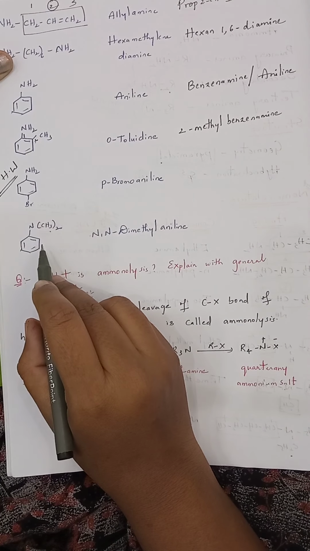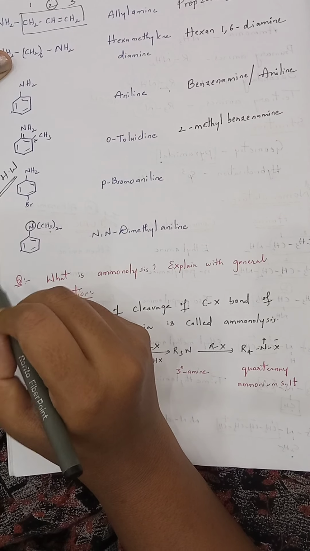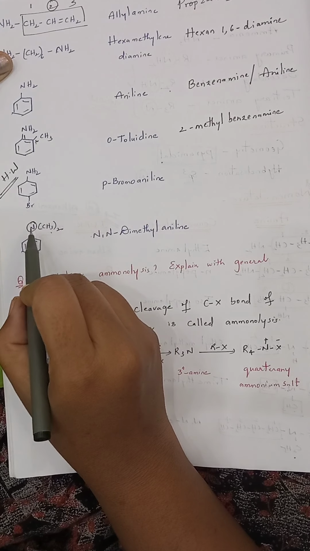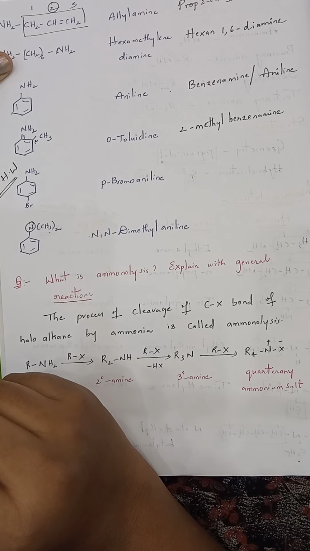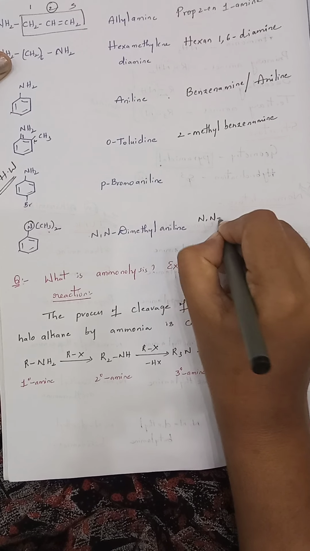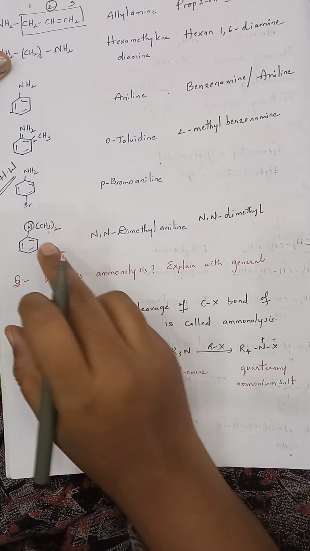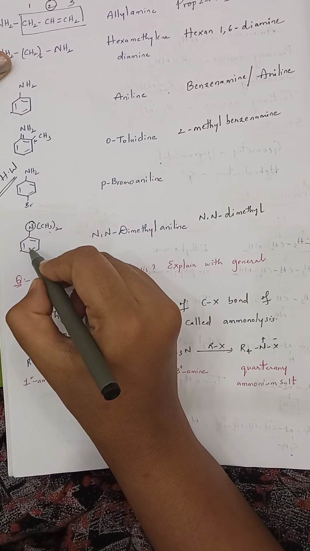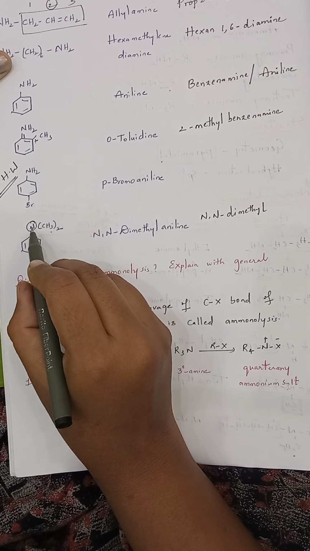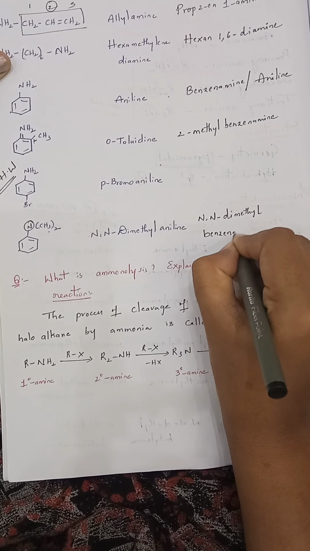Okay, now we'll see this one. Here, on nitrogen, how many alkyl groups, how many R groups are present? 2 here and 1 here, totally 3, so we can take it as a tertiary amine. On nitrogen 2 methyl groups are there, so we call it N,N-dimethyl. If nitrogen is present on a benzene ring, that is called what? Benzenamine. So we can write its name as N,N-dimethyl benzenamine.